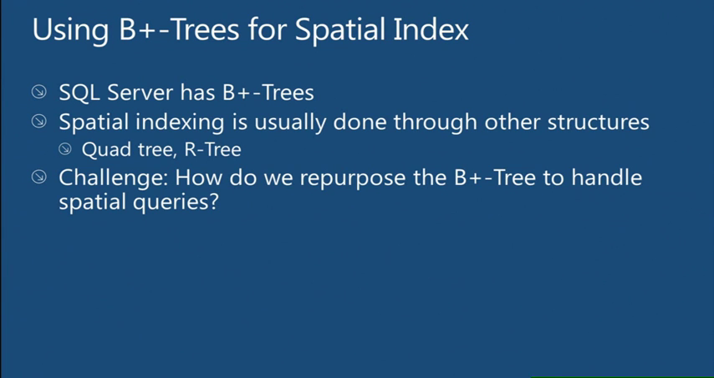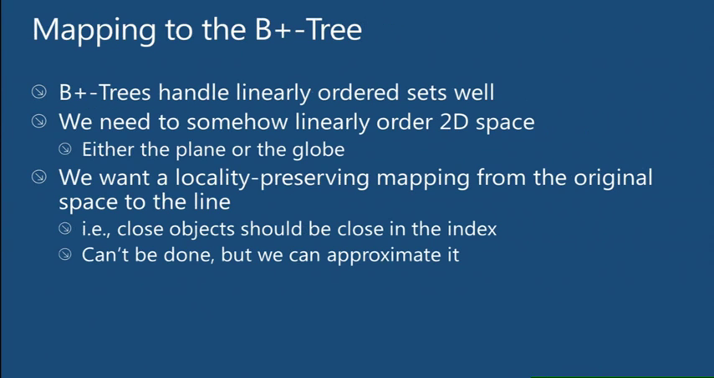Now there's an issue there in the sense that B+ trees are very good at indexing one-dimensional data. Spatial data is two-dimensional, so we have to make sure that we can map the two dimensions of the spatial data down into the one dimension of our B tree. And the way that we do that is basically add some level of indirection, like what we always do when we have a problem in computer science. So let's look at what we actually do here.